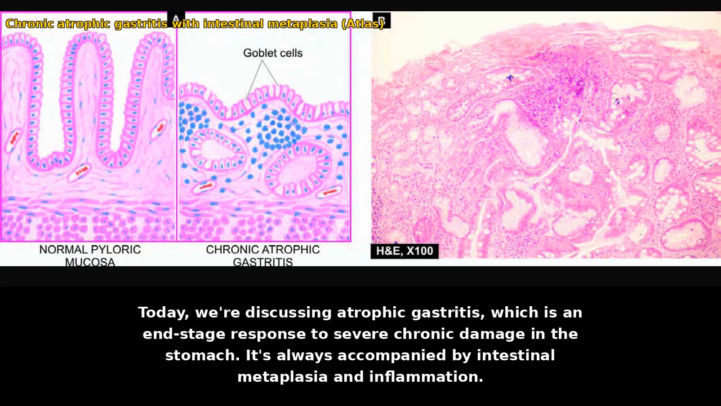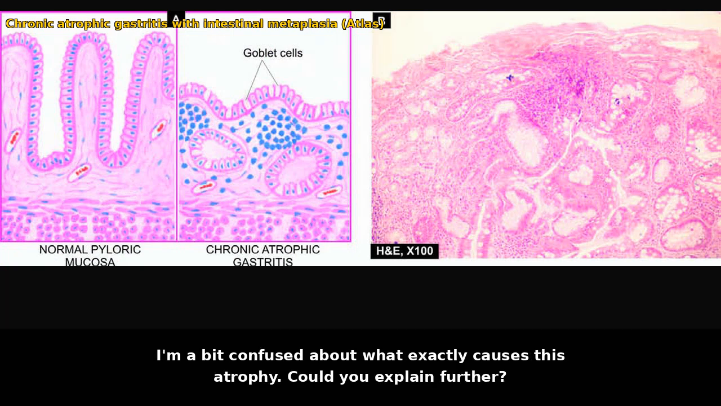Today, we're discussing atrophic gastritis, which is an end-stage response to severe chronic damage in the stomach. It's always accompanied by intestinal metaplasia and inflammation. I'm a bit confused about what exactly causes this atrophy. Could you explain further?